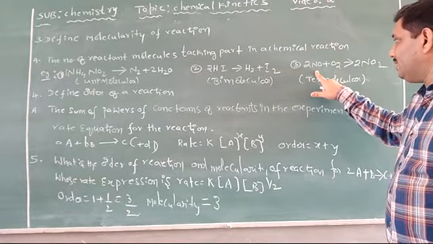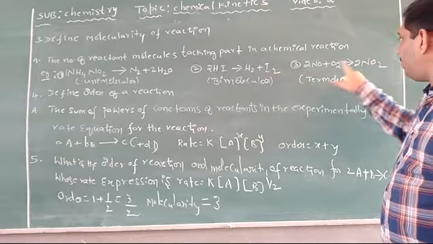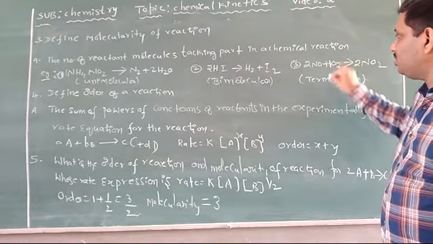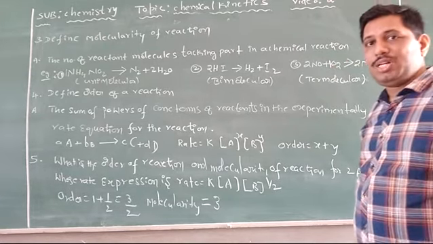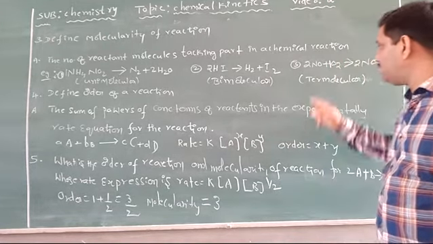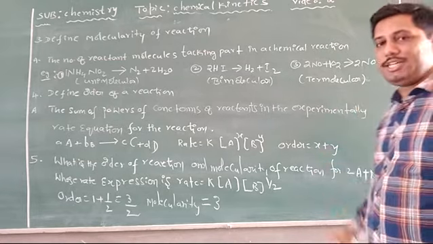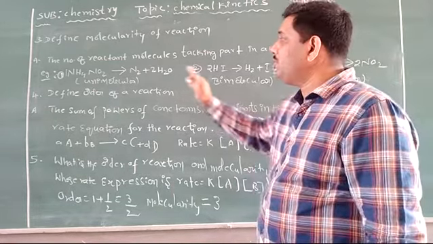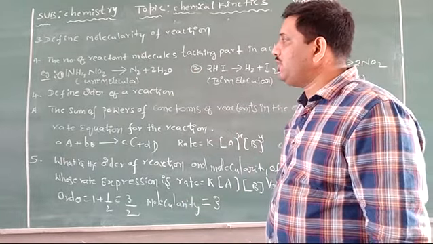2 moles of nitric oxide react with oxygen to form nitrogen dioxide. 2 nitric oxide and 1 oxygen molecule take part in a chemical reaction. A total of 3 molecules are present, hence it is known as a termolecular reaction. Termolecular reaction depends upon the number of molecules taking part in a chemical reaction.